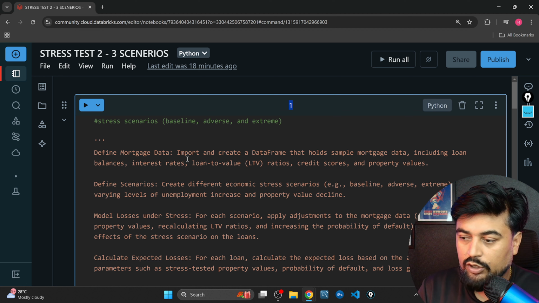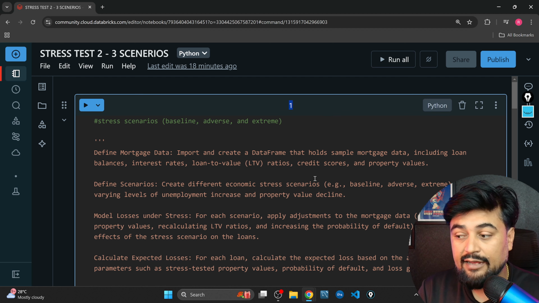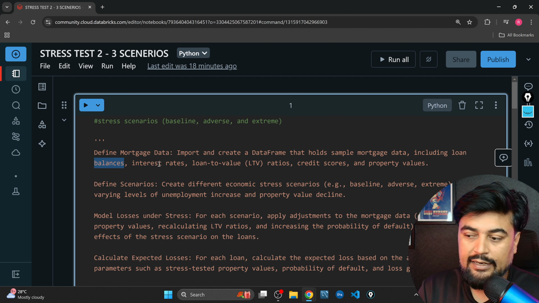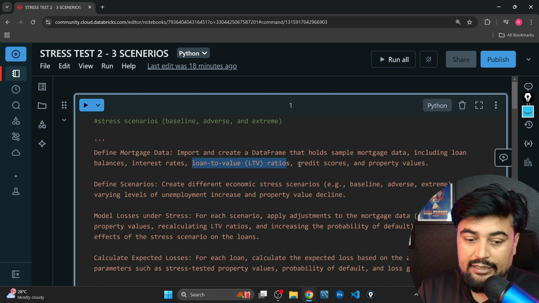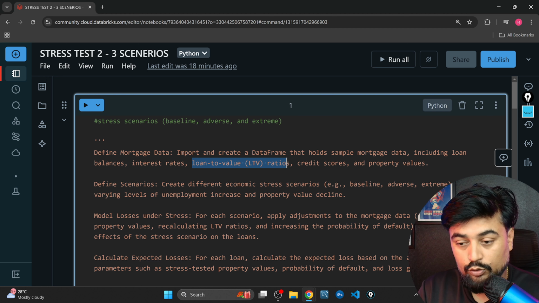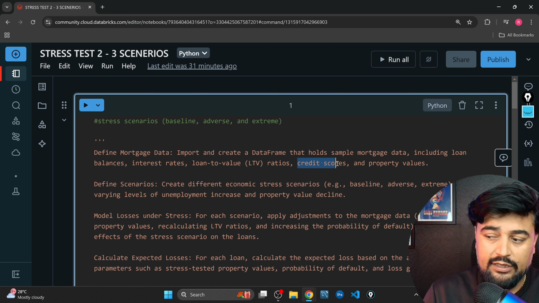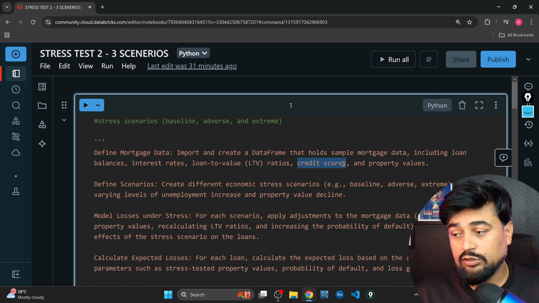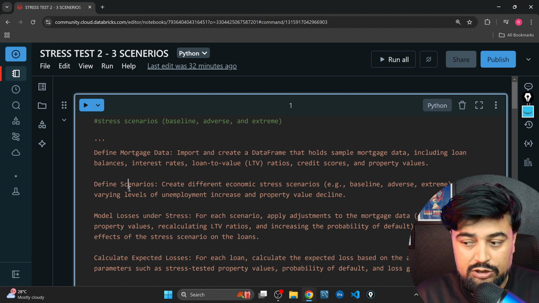Now what is a mortgage? Import and create a data file that holds sample mortgage data. This is a real-life scenario, that's why I'm mentioning all this. Include loan balance, meaning how much of the loan balance is left, then the interest rate, the loan-to-value ratio which is calculated by the bank, then the credit score of the person and the property value. And then we have some other columns as well, like credit score. What is the credit score of the customer? History-wise, what was the credibility of the customer? That is very important. And then the property value at present. Then we have the definition. All these values you will be able to download and see at your own level.